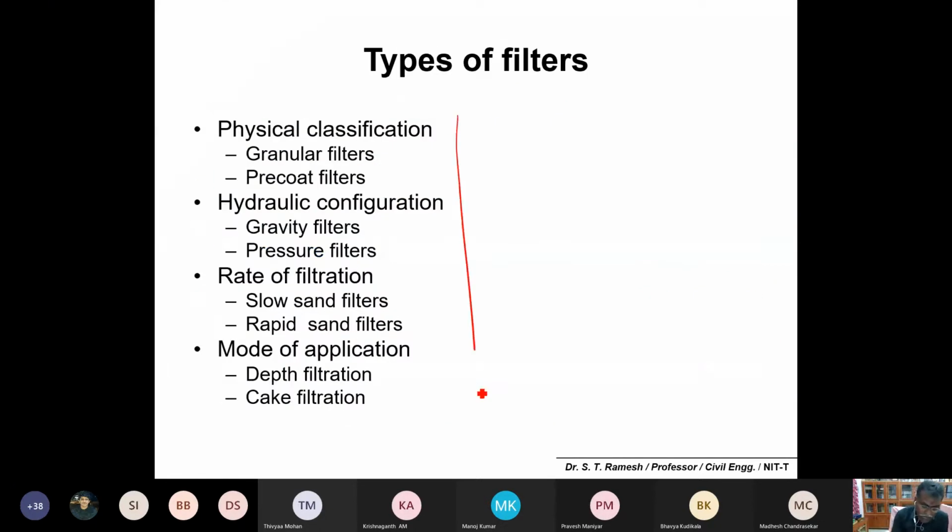These are the different types of filters. The physical classification includes granular filters and pre-coat filters. Hydraulic configuration includes gravity and pressure, and based on the rate of filtration you can classify into slow sand filter and rapid sand filter, and based on mode of operation you can have depth filtration and cake filtration. Let me explain one by one.